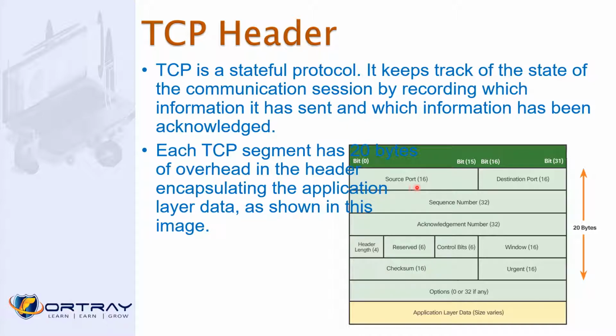The TCP header has a source port and destination port. There is a sequence number, an acknowledgement number, header length, reserved bits, window, urgent, checksum, options, and application data. So you can see there are many options here. It's 20 bytes. If I say 20 bytes, what does it mean?